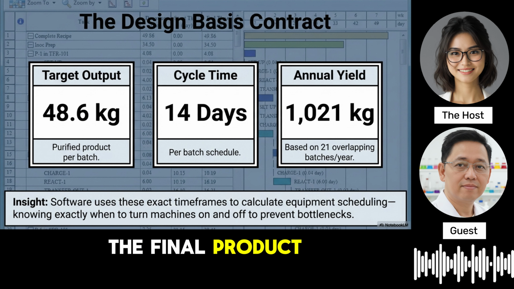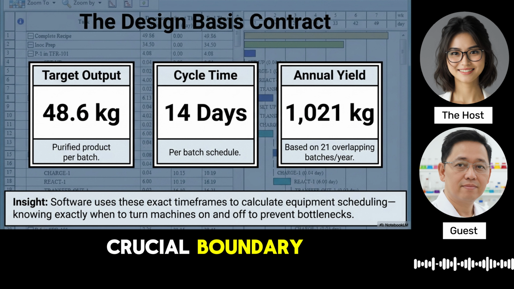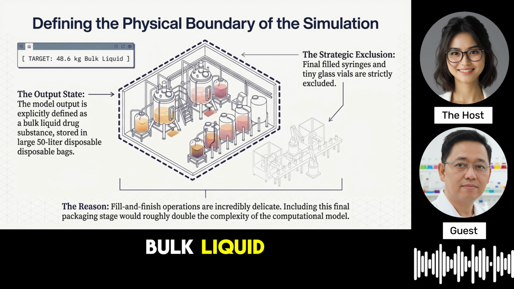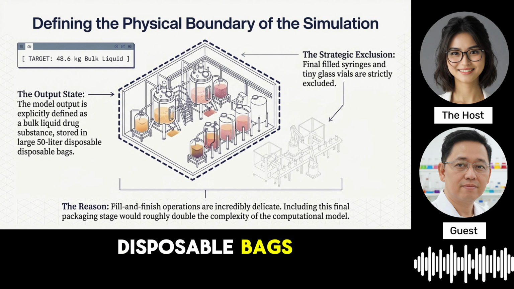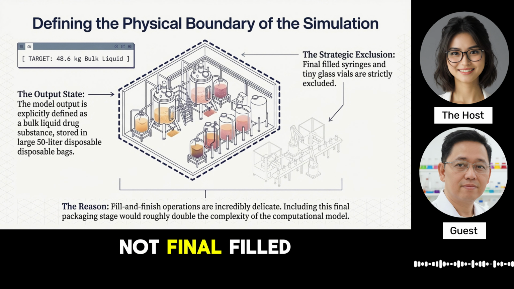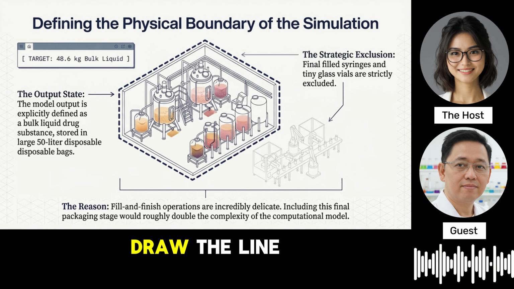The form of the final product in our simulation is also a crucial boundary. The output modeled here is a bulk liquid, which is stored in 50-liter disposable bags. It is crucially not final filled syringes. Right, no syringes. Why draw the line there?